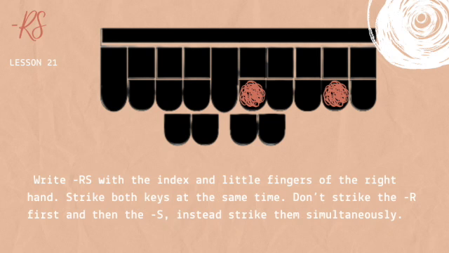In lesson 21, we will also learn final RS. So how are we going to write final RS? We write final RS with the index and little fingers of the right hand. Strike both keys at the same time. Don't strike the final R first and then the final S. Instead, we strike them simultaneously. So you position your fingers, final R, final S, and then strike. That's it. That's final RS.